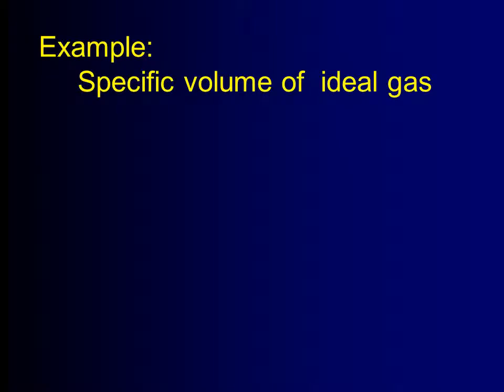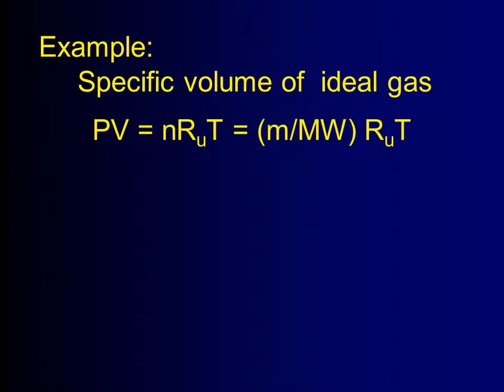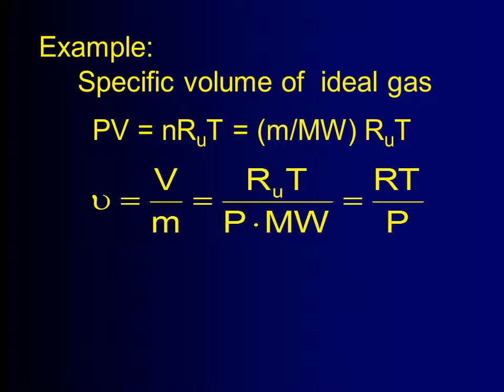Let me give you an example of how two properties define a substance. If you take an ideal gas, you know from chemistry that PV equals nRT. Now I've written n R sub U T here, and R sub U represents the universal gas constant. Some books, including yours, refer to the gas constant on a mass basis, so they use the equation PV equals mRT. Now I like the one you learned in chemistry, PV equals n R sub U times T, where R sub U is the universal gas constant.